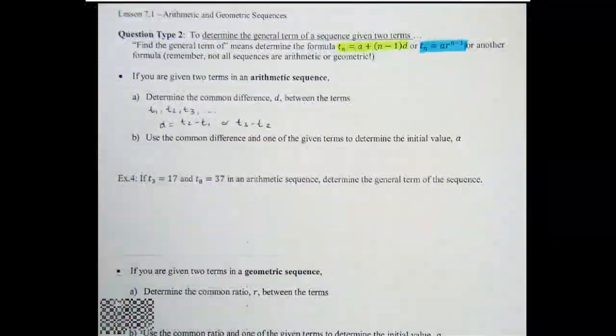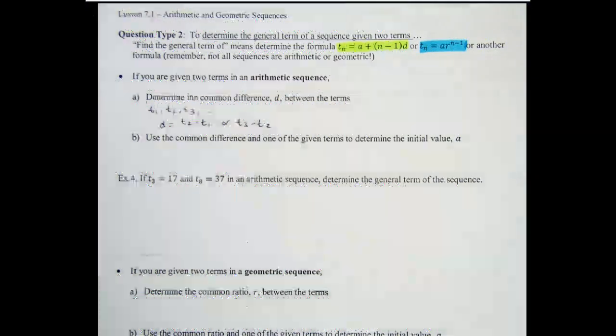If you're given the terms that are consecutive, then that's really easy to do. All you need to do is subtract the previous term from the next term, so t2 minus t1 or t3 minus t2, that will give you the common difference.